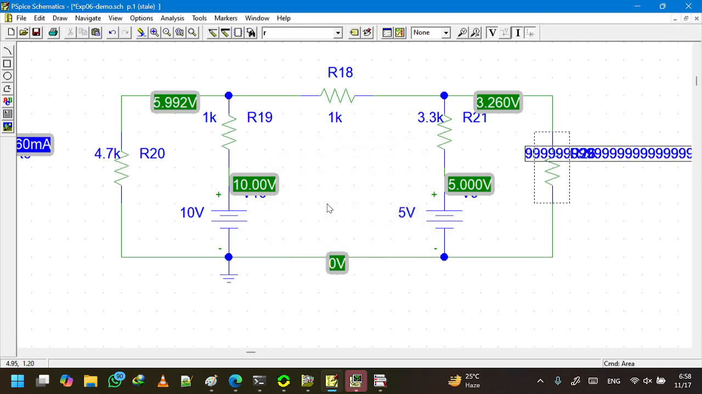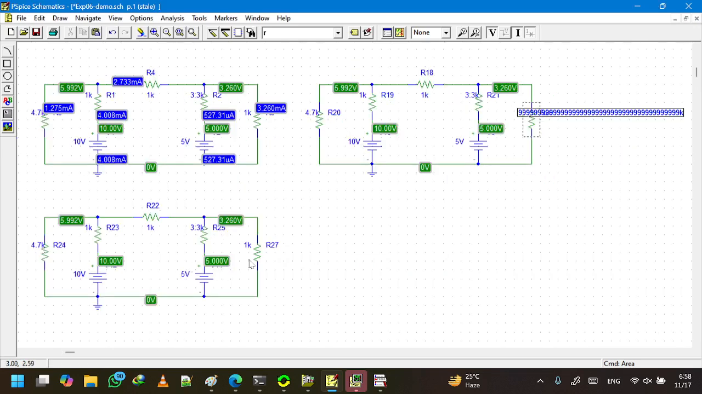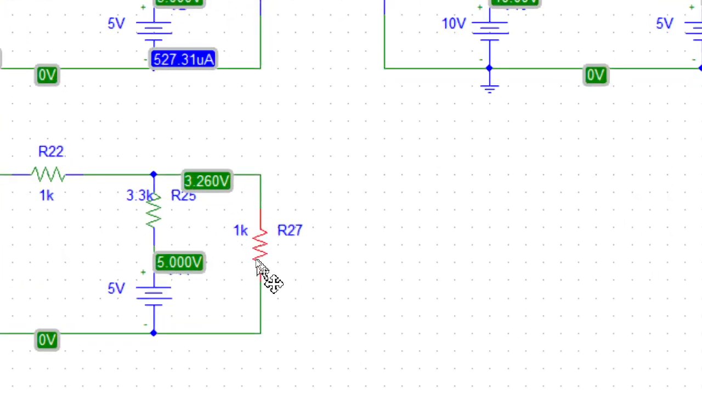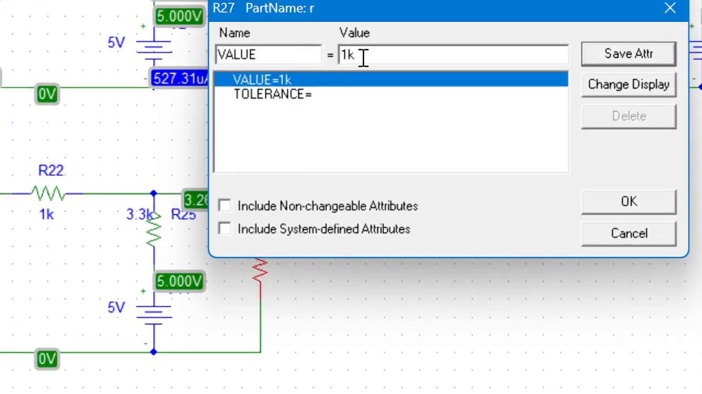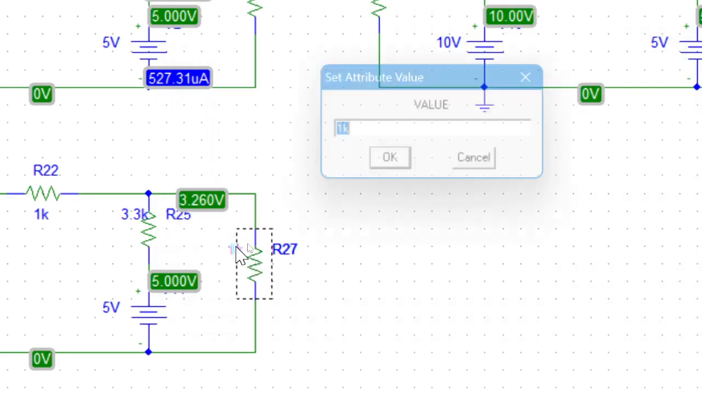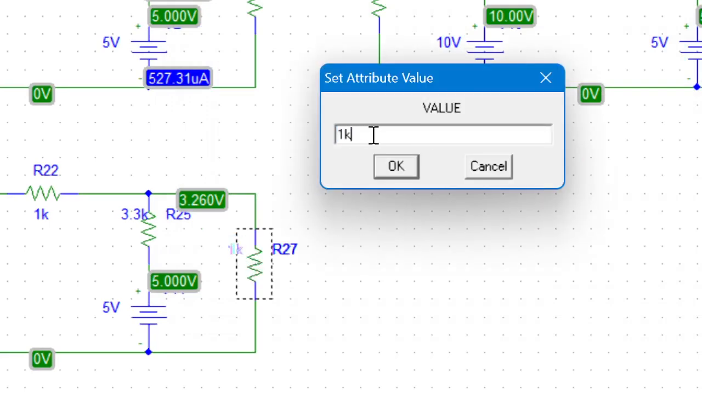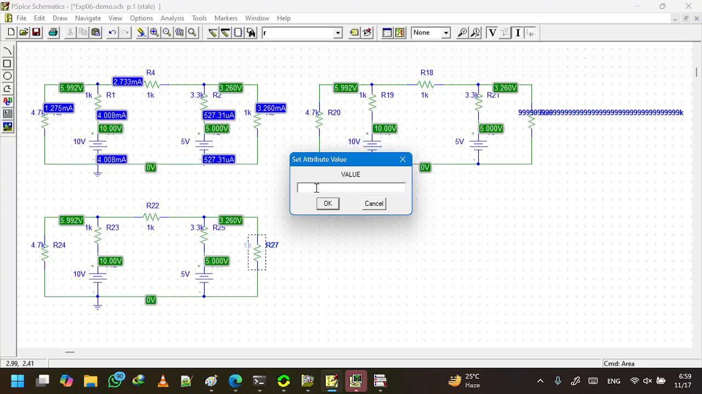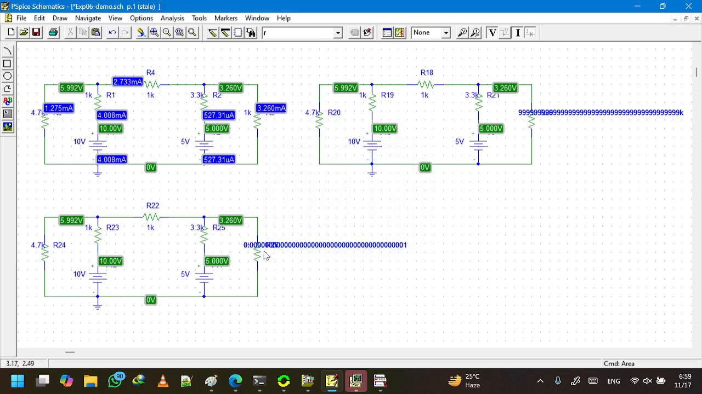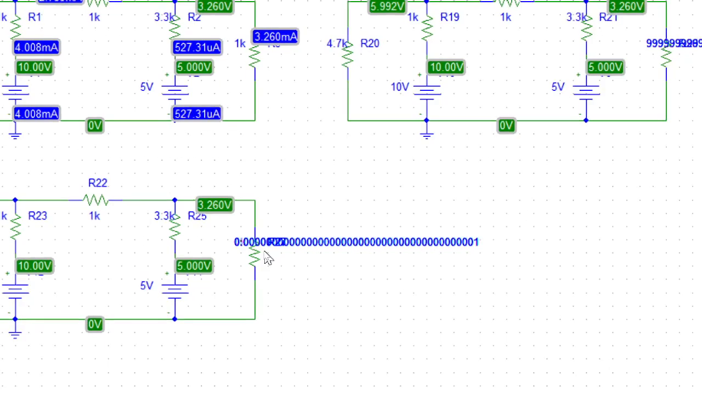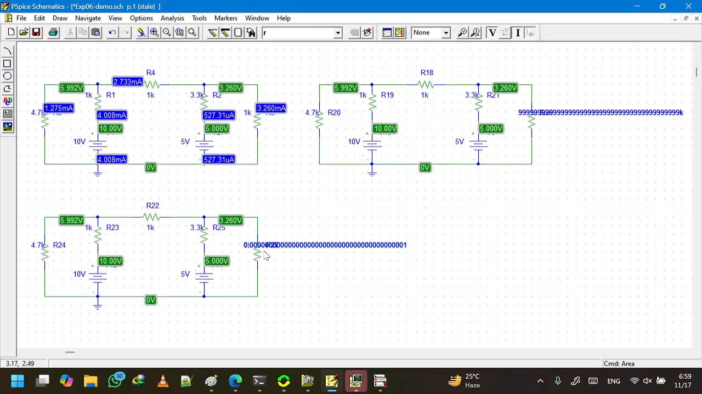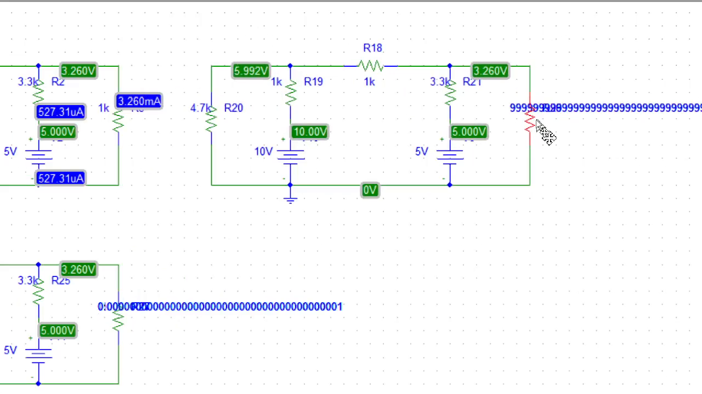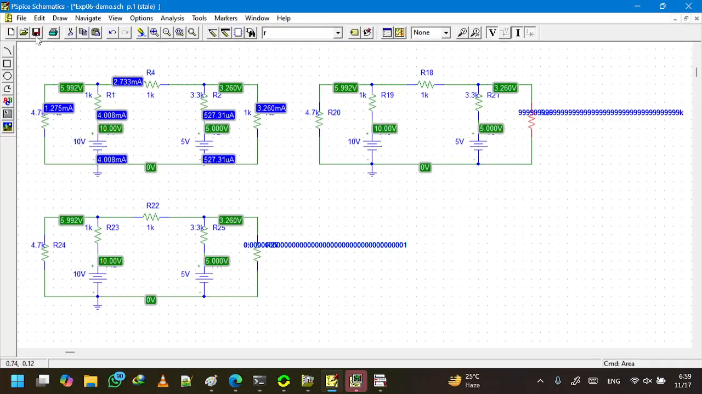Similarly, if we want to make a short circuit, we need to focus on this resistor, and let's make it a very, very small value. In order to make it very small, let's put 0 point many zeros and 1. This will make PSpice believe that this has a very small resistance, a short circuit, and this has a very high resistance, an open circuit. Right now we can save this circuit and simulate.